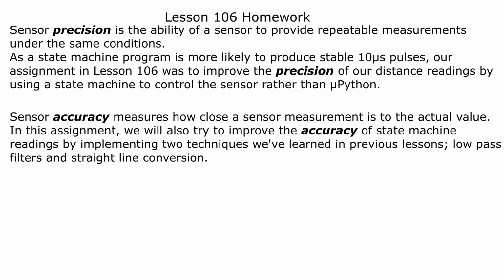Sensor accuracy measures how close a sensor measurement is to the actual value. In this assignment, we will also try to improve the accuracy of state machine readings by implementing two techniques we've learned in previous lessons: low-pass filters and straight-line conversion.